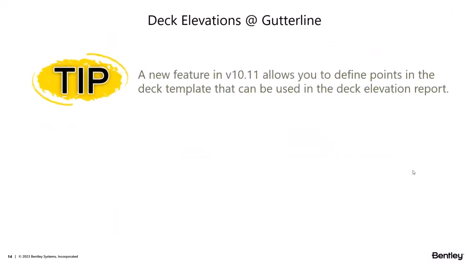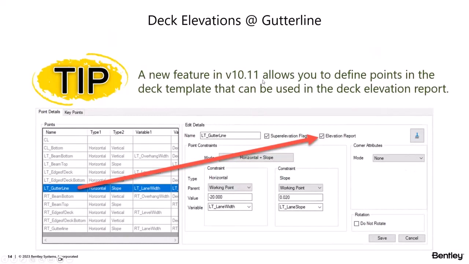Now, one other tip, in version 10.11, that allows you to define points in your deck template that can be used in the deck elevation report. So if we're looking at the deck template here, you can take any point and you can turn on this toggle now, this elevation report toggle. So when you go to do a deck elevation later on, that point name will show up in the list just like your alignment and your barrier faces and your beams and so forth.